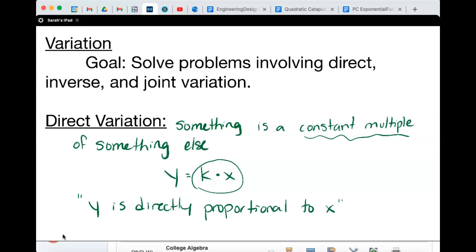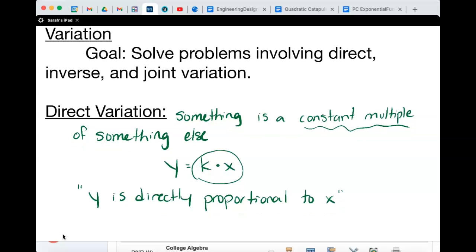Does anybody know what a direct variation graph looks like? Since x is to the first power, it's going to be a straight line. I don't have a y-intercept, so it goes through the origin. So basically, whatever k is, that's going to be the slope of the line. Nothing crazy. If you have a problem like that, that's why I drew it out, thinking of graphs.